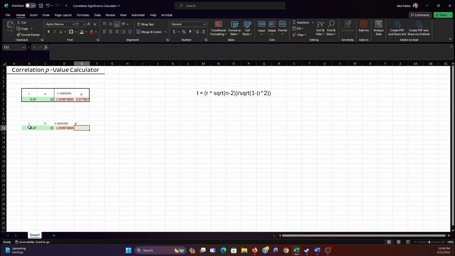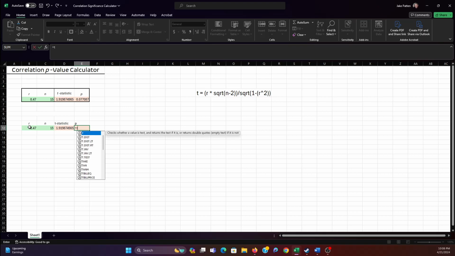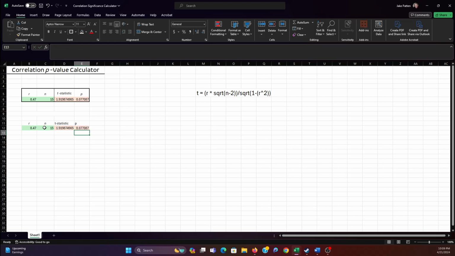And now we're going to move on to the p-value. P-value is actually really easy. All you have to do is type in equals, and then we're going to go T.DIST.2T, 2T stands for two-tailed, click on that. Our x in this case is the t-statistic right here. And then degrees of freedom is n minus 2. And so what we're going to do is we're just going to say, open parentheses, n minus 2. Close parentheses, and then close parentheses for this operation, and hit enter. And there we go, 0.077087.